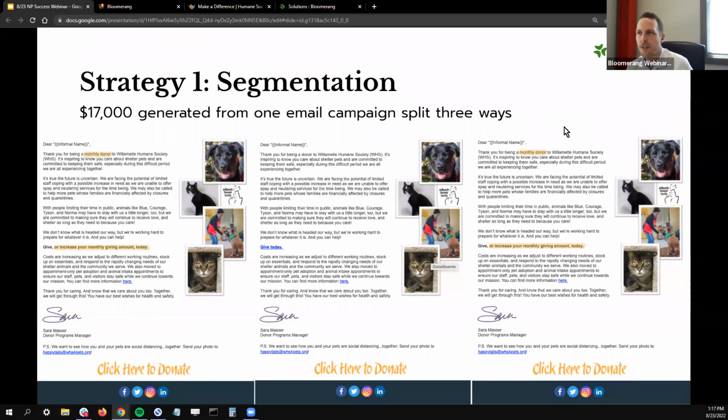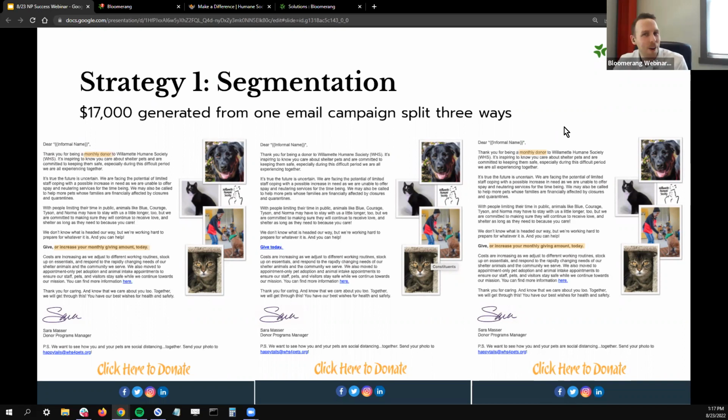So they separated these into 3 different segments, and they based it off of other letters where they weren't segmenting. This email campaign generated over 17,000 from just this one campaign, simply by separating the emails into different segments. This was not anything more than just segmenting their audience.